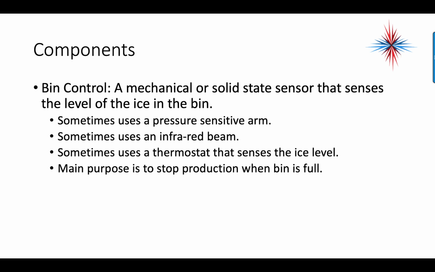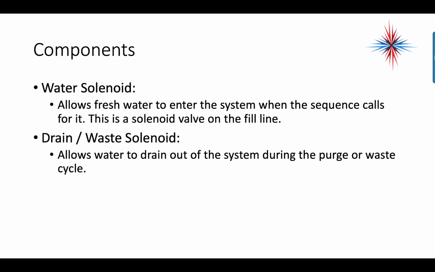So a few additional components we have. We have a bin control. It's a mechanical or solid state sensor that senses the level of ice in the bin. Sometimes it uses a pressure sensitive arm, sometimes an infrared beam, sometimes a thermostat that senses the ice level. The main purpose is to stop production of ice when the bin is full. When the bin control fails, what you will find is ice that continues to build up into the evaporator, not allowing fresh ice to drop down. And it looks like a giant iceberg.